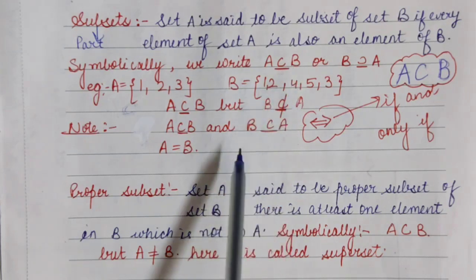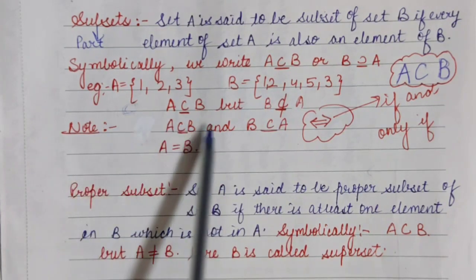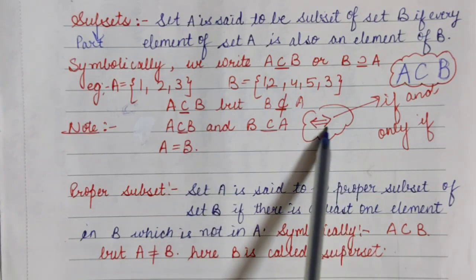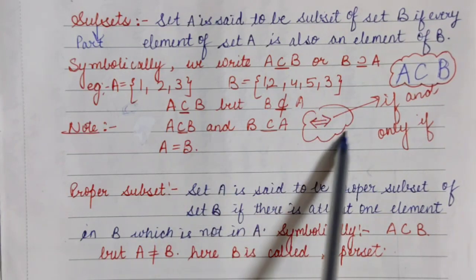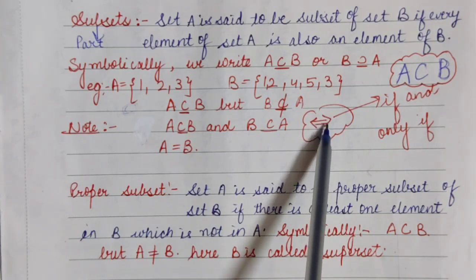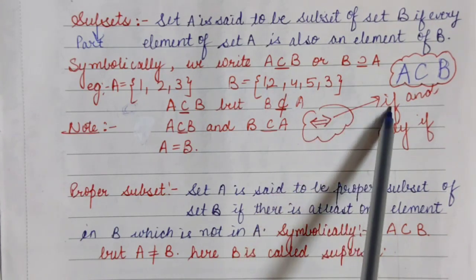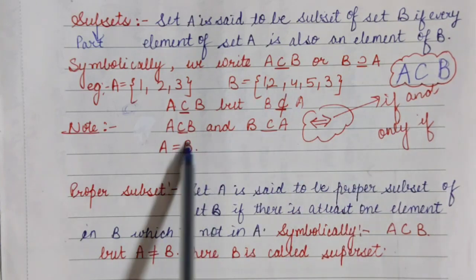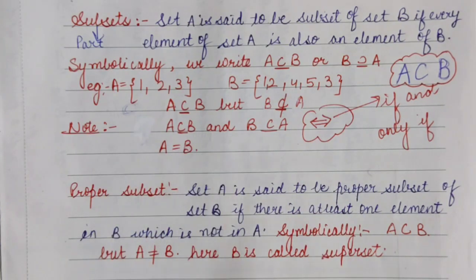Okay? After that, I have written one note here. See this sign, I think you people will be able to see what it is saying. If and only if. The sign means if and only if A is equal to B. It means if two sets A and B are equal, then we can say the elements of set A are contained by set B and the elements of set B are contained by A.